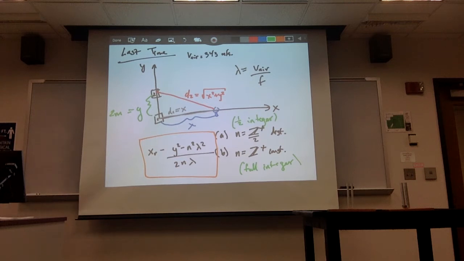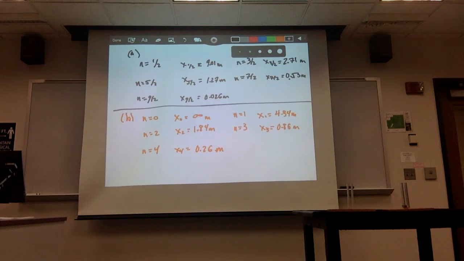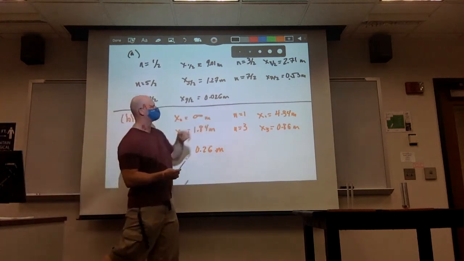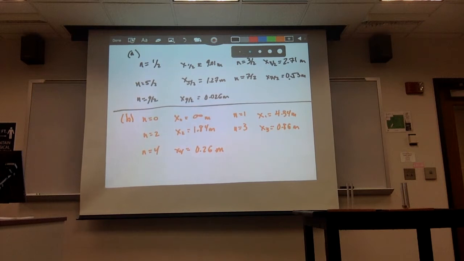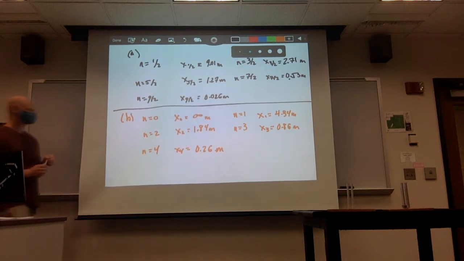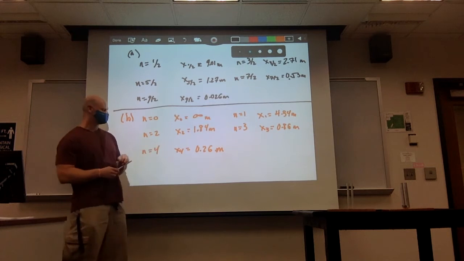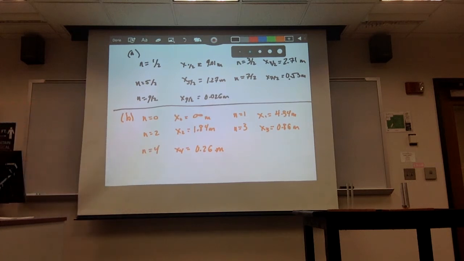Okay, so let's keep plugging in numbers. From there, we have n equal to 1 happens at 4.34 meters. n equal to 2 happens at 1.84 meters. n equal to 3 happens at 0.86 meters. n equal to 4 happens at 0.26 meters. And then n equal to 5 would give me a negative value. So we stop at n equal to 4.